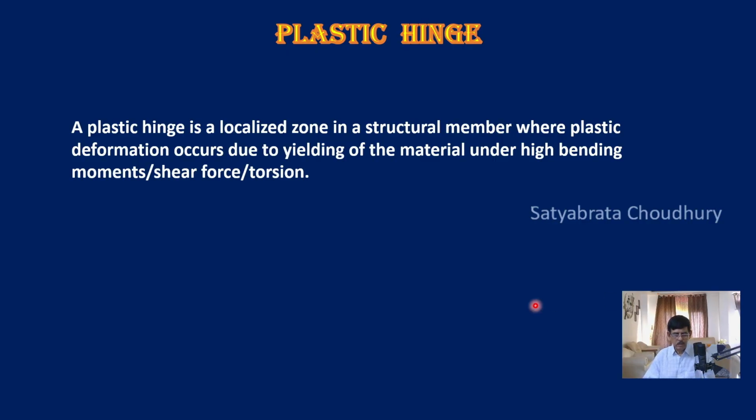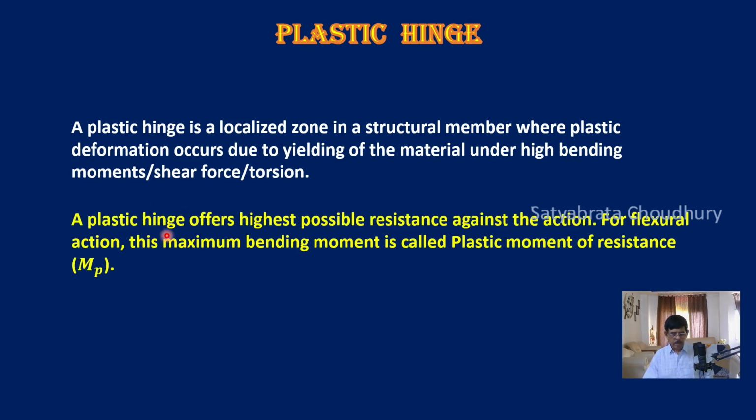Now the plastic hinge definition is like this. Plastic hinge is a localized zone in a structural member where plastic deformation occurs due to yielding of the material under high bending moments, shear force, torsion, etc. A plastic hinge offers the highest possible resistance against the action. Now in the mechanical hinge, for any action applied, the hinge could not take any moment, so it was rotating. Here it offers the highest possible resistance. For a flexural member, this maximum bending moment is called the plastic moment of resistance, given by MP.